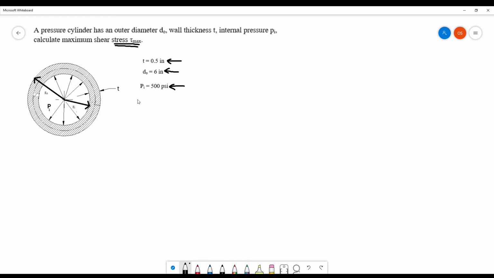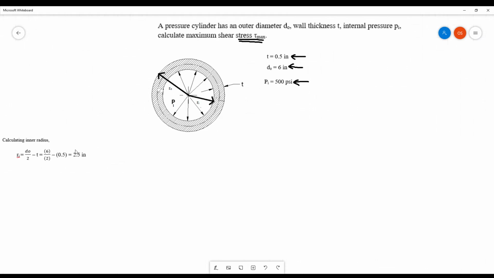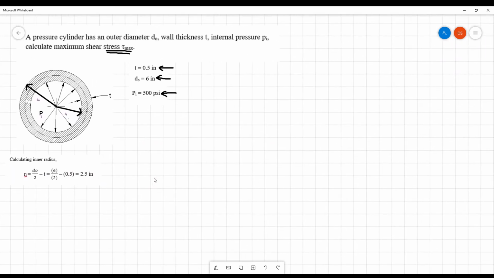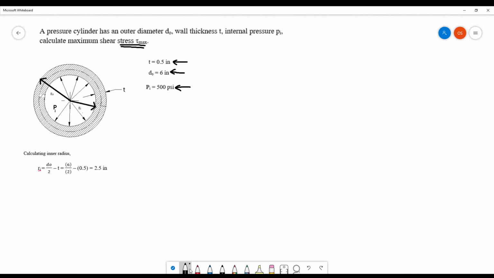First, let's start by doing some side calculations to find the inner radius. We can use this formula to find the inner radius, which is basically subtracting the thickness from the outer radius. d over 2 is the outer radius, so 6 over 2 becomes 3. 3 minus half an inch gives you 2.5 inches, and that's your inner radius.